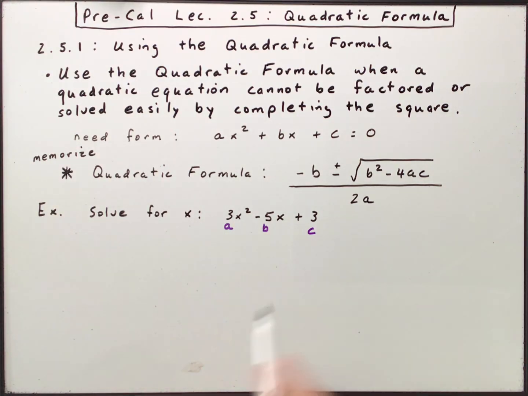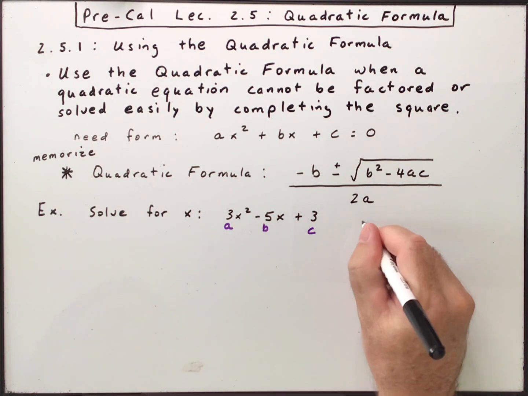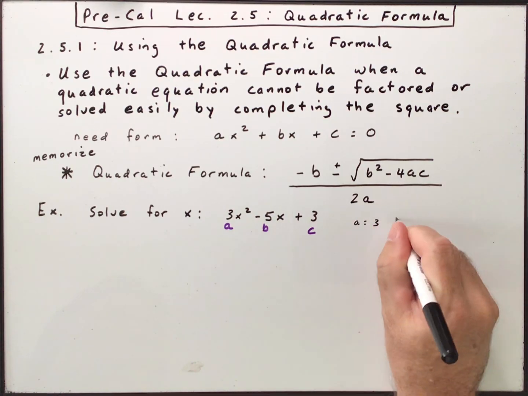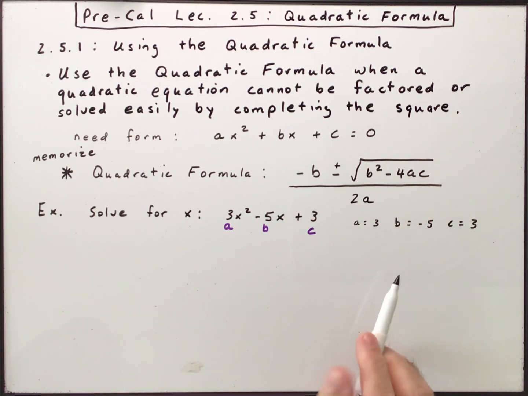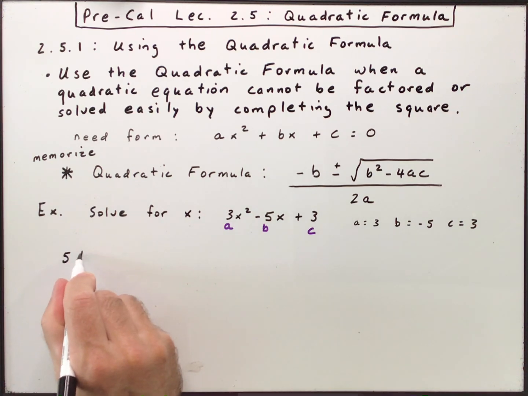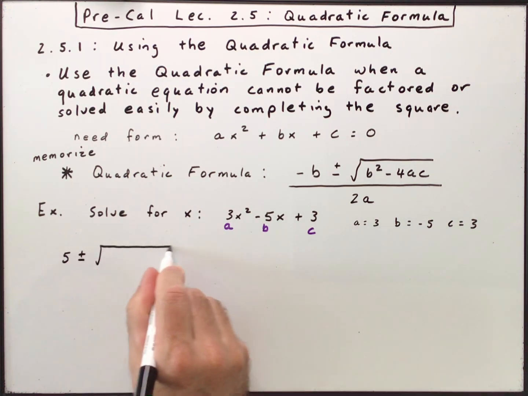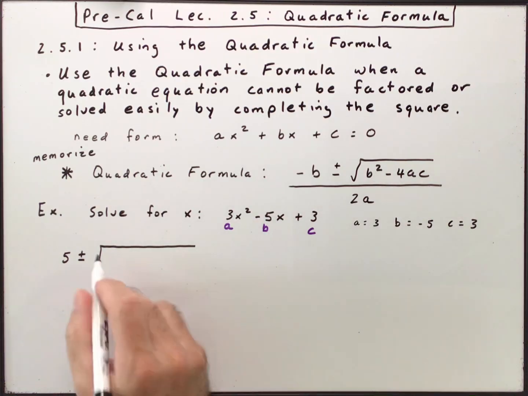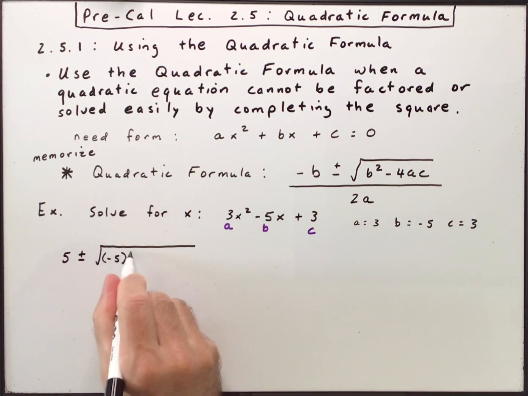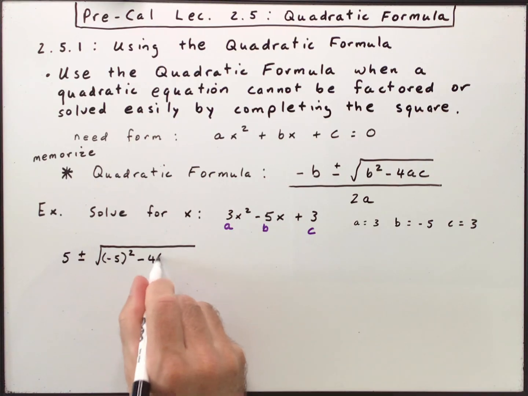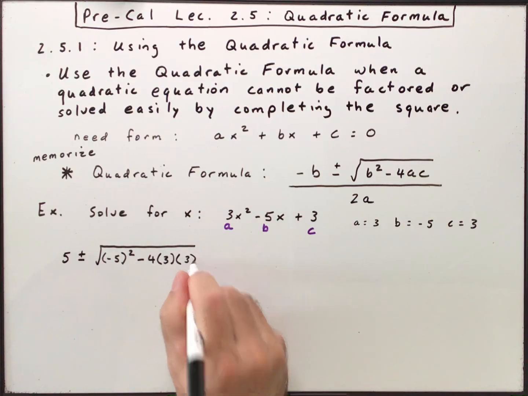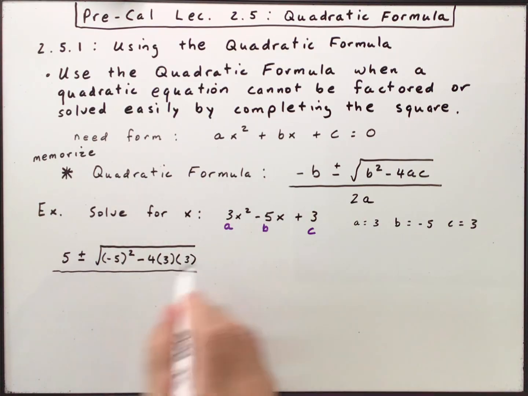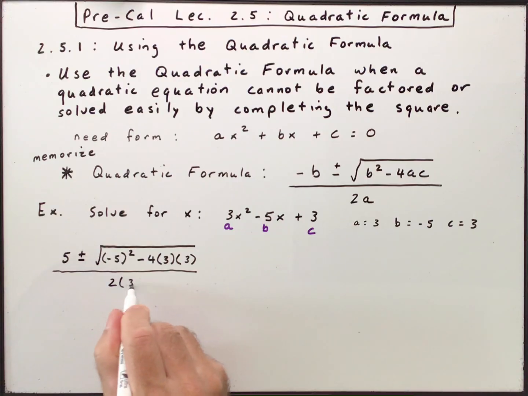So going through the formula, I'm going to write all that out here. A is 3, b is negative 5, c is 3. All right, so negative b would be negative 5, which is 5. So we'd have 5 plus or minus the square root of b squared. So negative 5, we need to put that in parentheses, squared, minus 4, a is 3, c is 3. All that's under the radical over 2 times a, so 2 times 3.